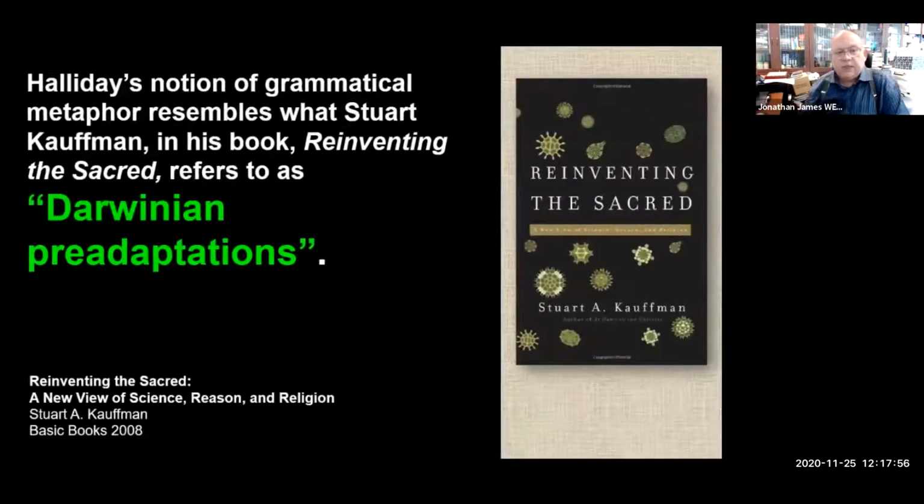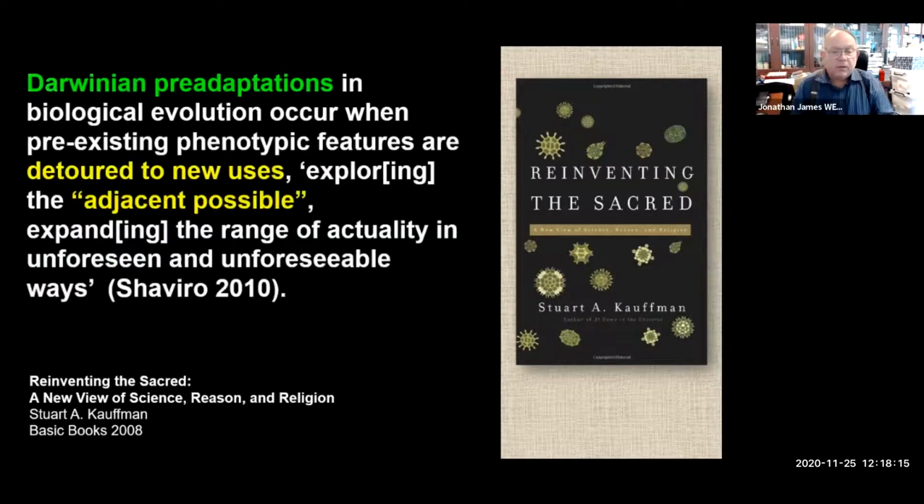Now, this idea of metaphor resembles, and I mentioned this book before, Reinventing the Sacred by Stuart Kauffman. He talks about Darwinian pre-adaptations. He takes it out of the field of language. What he's talking about is biological evolution, where there is a pre-existing phenotypic feature, and it can then be somehow detoured to a new use. And what Kauffman calls the adjacent possible.